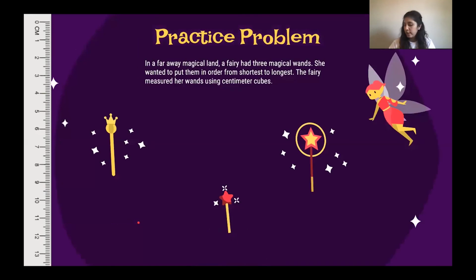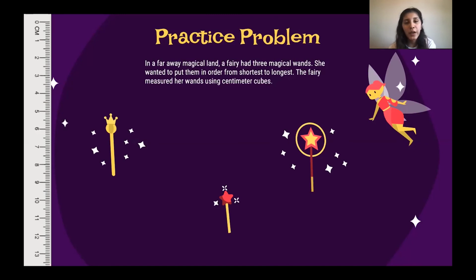Okay, now let's go ahead and do this one. It says, in a faraway magical land, a fairy had 3 magical wands. She wanted to put them in order from shortest to longest. The fairy measured her wands using centimeters cubed. So with the ruler you just created, you can go ahead and measure these wands. And then which one would be the shortest, which one would be the longest, and which one would be the middle. So we're just gonna do what we did with the dragons and put them from shortest to longest, alrighty?